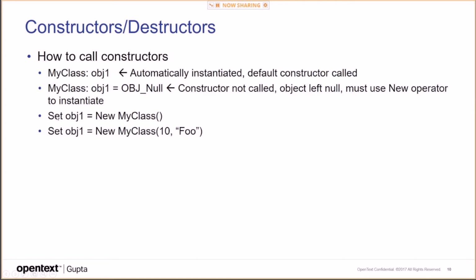So when you're in the code, then you do this: set object 1 equals new my class, and you see that in the square brackets here, using the parameters, you can identify what constructor to use. Basically, on the parameter signature it can tell what constructor to use.